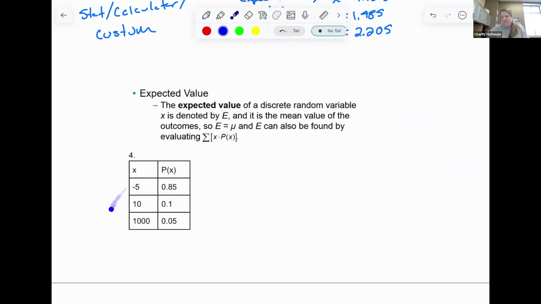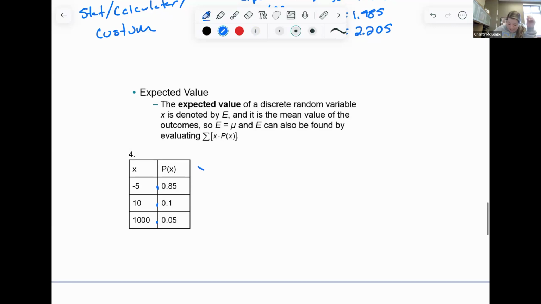This would be a good one for probabilities of an event. So you pay in $5 and the probability of losing is 0.85. You could win $10. The probability of winning the $10 is 10%, and the probability of winning $1,000 is 0.05. So what's the expected value of this? We're just going to multiply across. Let's do that. This first one, we're going to do X times this, because I'm way too lazy to type this into StatCrunch.